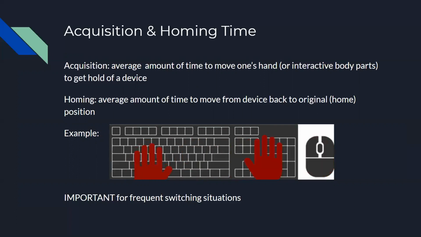So here, pretend the original position is on the keyboard, with both hands on the keyboard. We want to acquire the mouse or start using the mouse. So the acquisition time is the average amount of time to move from the keyboard to the mouse. And homing time is the average amount of time to move from the mouse back to the keyboard. So this parameter is especially important for frequent switching situations.